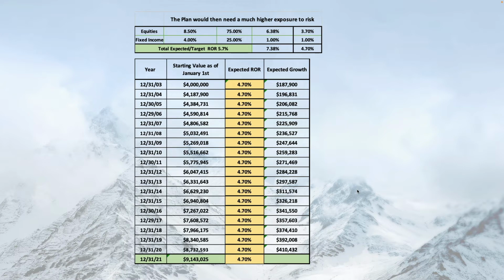Here's a higher exposure to risk. This one's showing at 75-25. 75% in equities takes us to a 6.38% overall from the 8.5. I apply the tax bracket the plan is applying, 3.7. 4%, only 25% there is one. That takes me to 4.7. It still doesn't get me there. I'm still way short. Let's try something else.